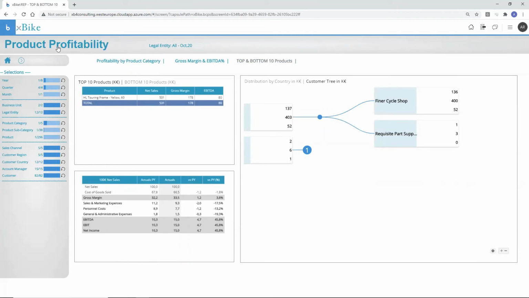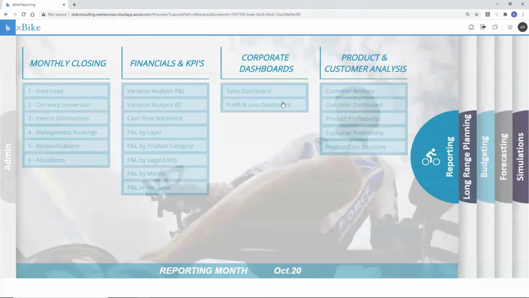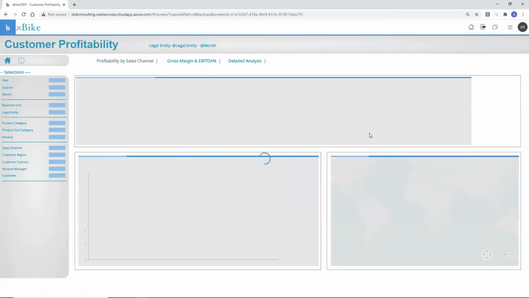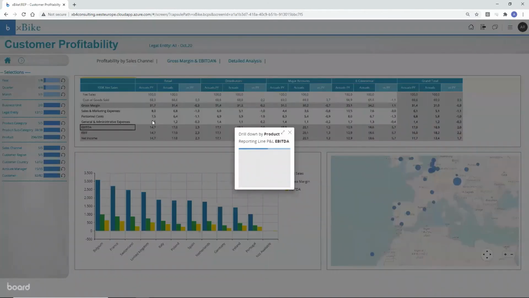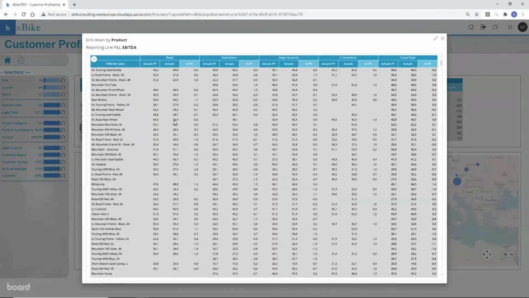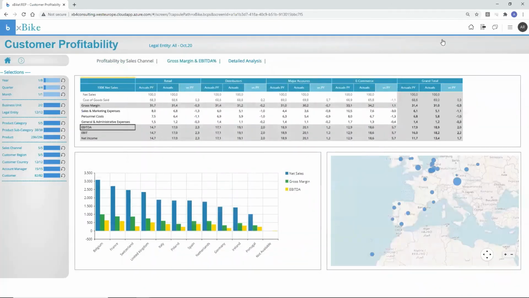Now, if I come back here, I think we have seen enough reports related to the product profitability. We can have a look at some reports related to customer profitability. I find back here the same type of report, the €100 net sales report. In this case, not by product category anymore, but by sales channel. So retail, distributors, major accounts, e-commerce. I can do the same kind of drill downs by product or by individual customer or whatever.